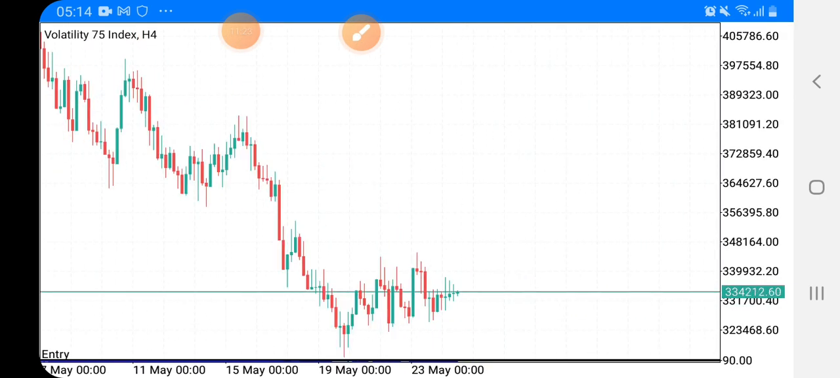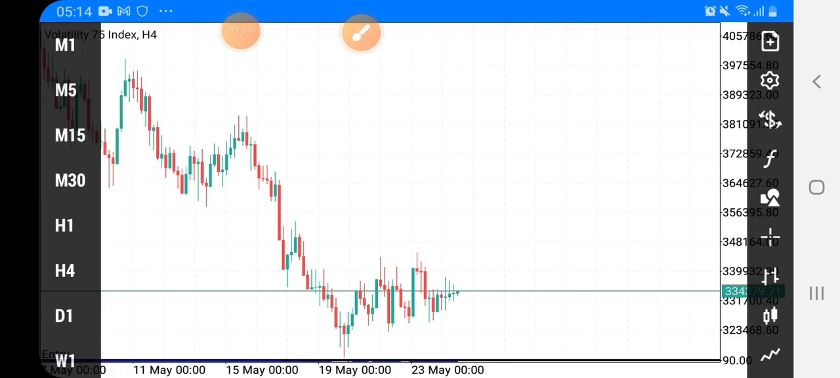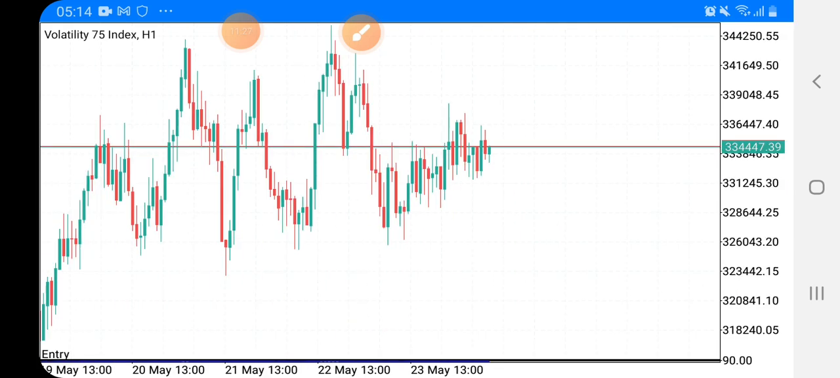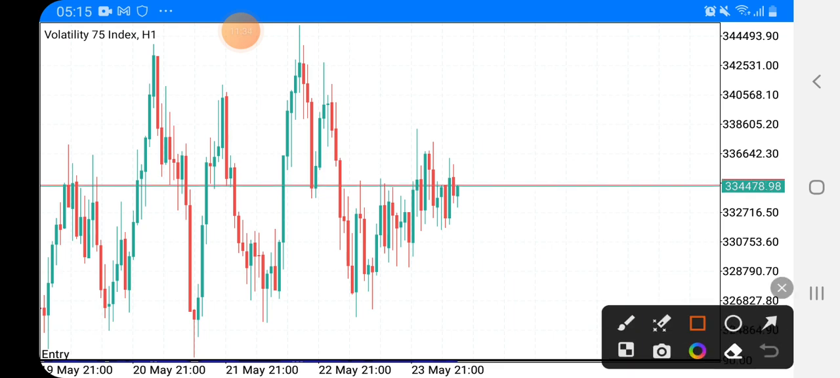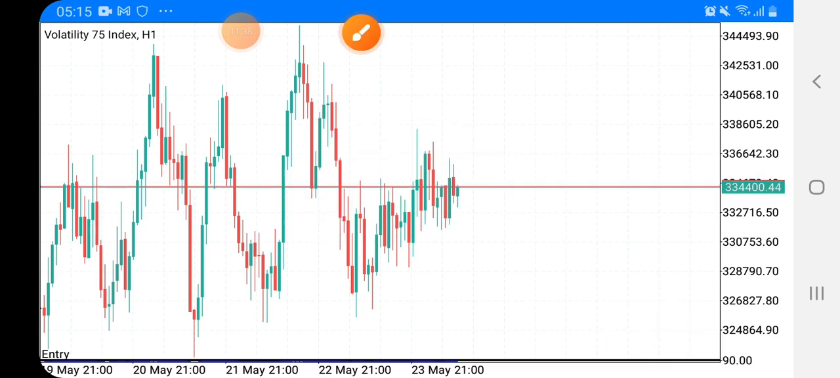Now, let's say you're on Volatility 75 and you are looking for candlestick patterns, please, please avoid consolidations, or when the price is creating structure. Avoid candlestick patterns there.